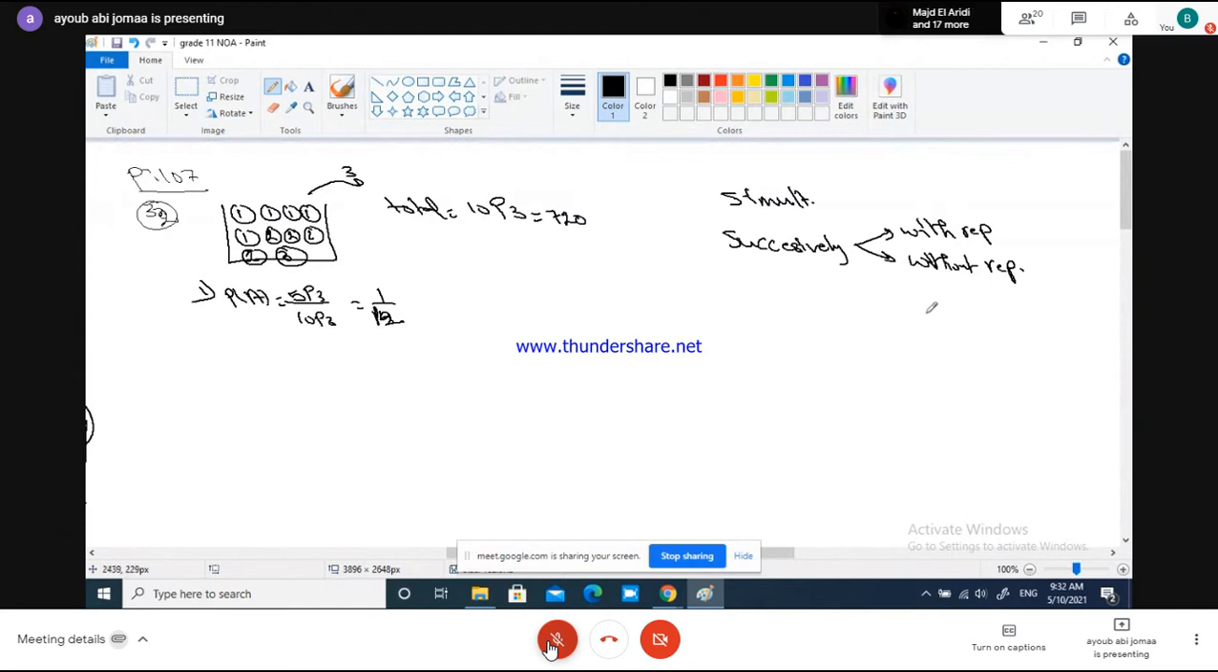Now, what changes is the number of ways. The number of ways you can select the 3 marbles successively. For example, simultaneously, if we assume these 10, next year it will come out as 10 C3 without replacement, and 10 P3 becomes 10 to the power 3 with replacement. This is the total number of outcomes.